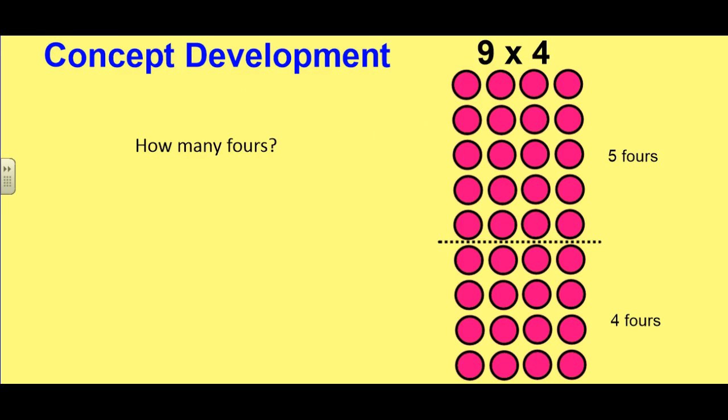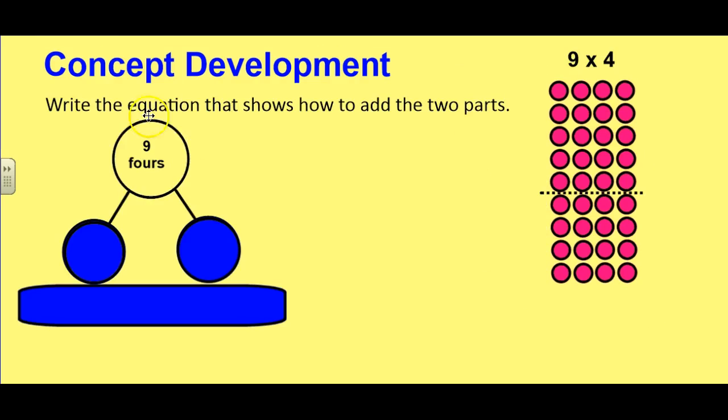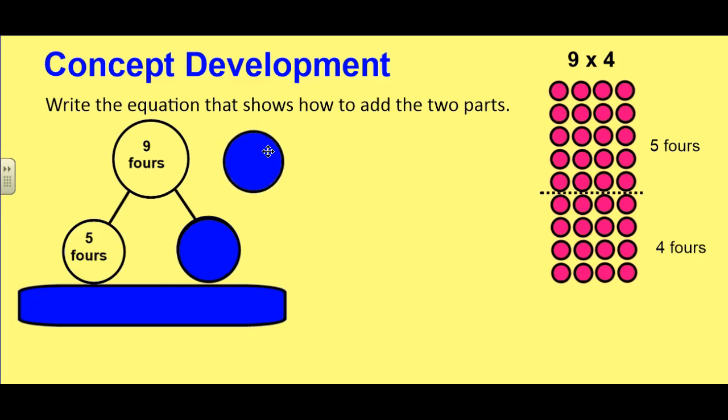So in your number bond, you're going to write it in unit form, just like what we were doing before. So we're going to start at the top circle with 9 4s, because that's what we started out with, and we're going to break it apart into where they showed the dotted line. So if this side was 5 4s, and this part was 4 4s, then that's what we're going to show in our number bond. We're going to have one circle that shows 5 4s, and one circle that shows 4 4s, and it looks just like this.